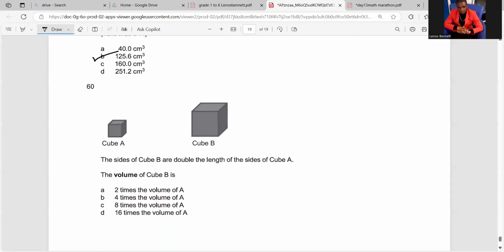Cube A. The sides of cube B are double the length of the sides of cube A. The volume of cube B is A, 2 times the volume of A; B, 4 times the volume of A; C, 8 times the volume of A; or D, 16 times the volume of A.